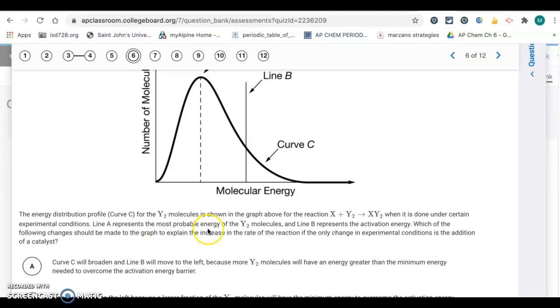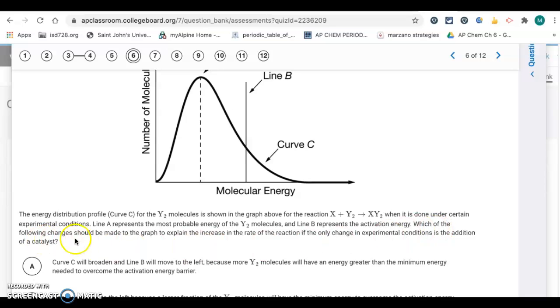So line A represents the most probable energy of Y2 molecules. So that's going to be this dashed line right here. That shows the highest point. So that's the highest probability. And line B represents the activation energy. So that's this line right here. So these particles right here, this part of curve C, these particles have enough energy to overcome the activation energy and turn into products. Okay.